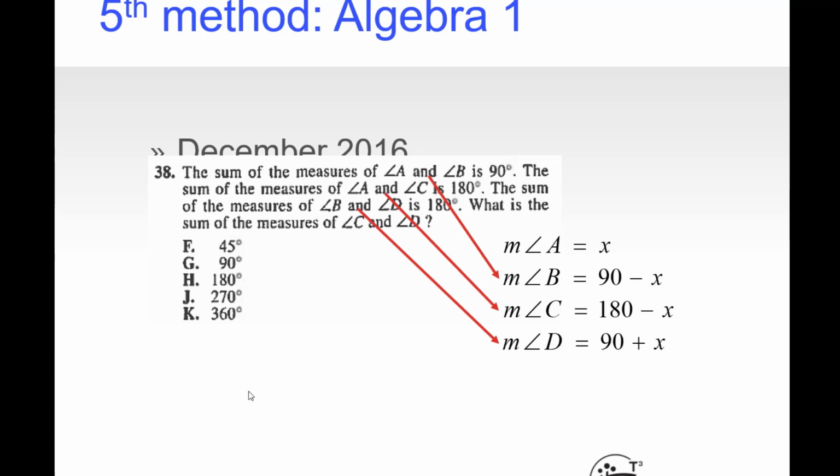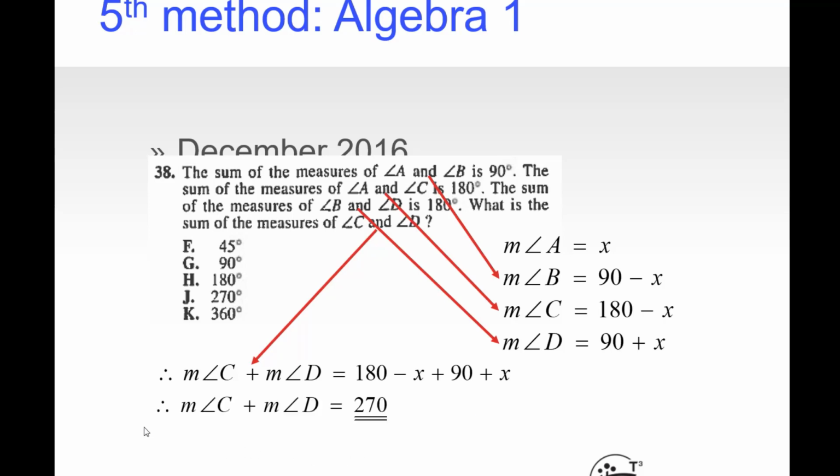So now once we have it, let's go ahead and add C plus D. So that would be 180 minus x plus 90 plus x. The minus x and plus x add up to 0, and we're left with, surprise, surprise, 270.